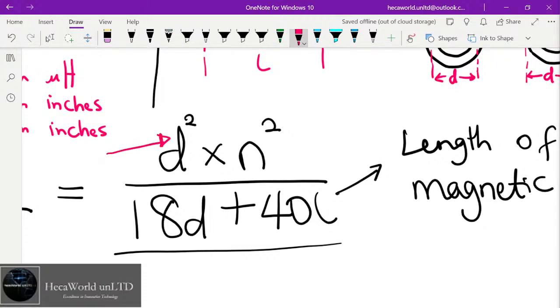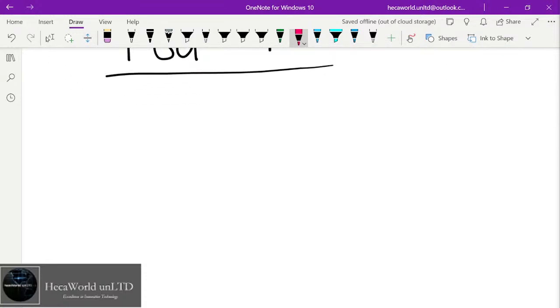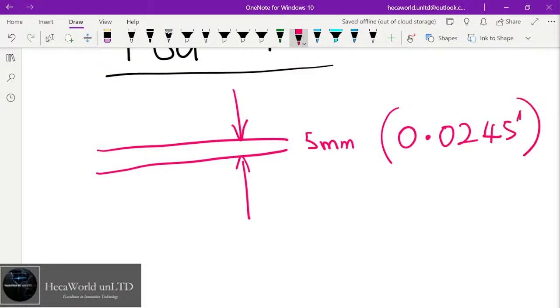First of all, the first parameter we want to describe here is the diameter. Let's say I make a coil on any cylindrical object, like a pencil or any other object of known diameter. Let's say the diameter of this object is 5 millimeters. The one we did yesterday was around 0.0245 inches, something like that.